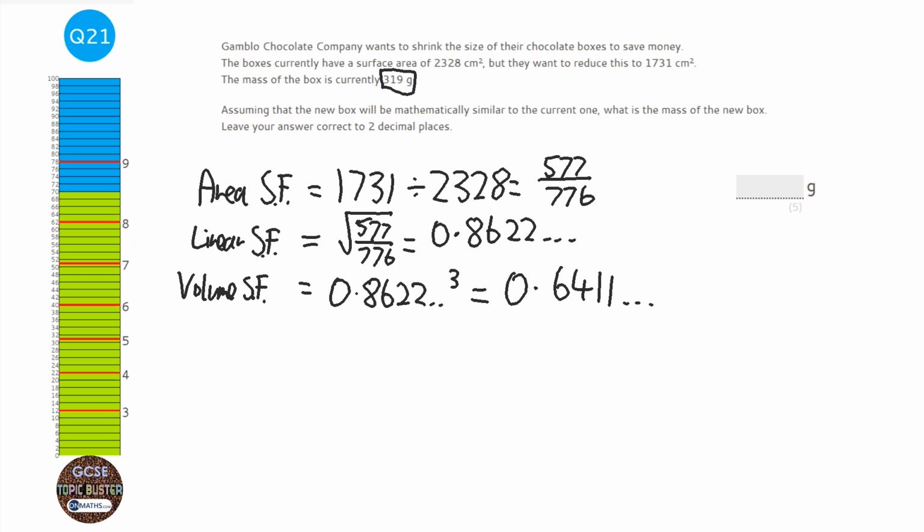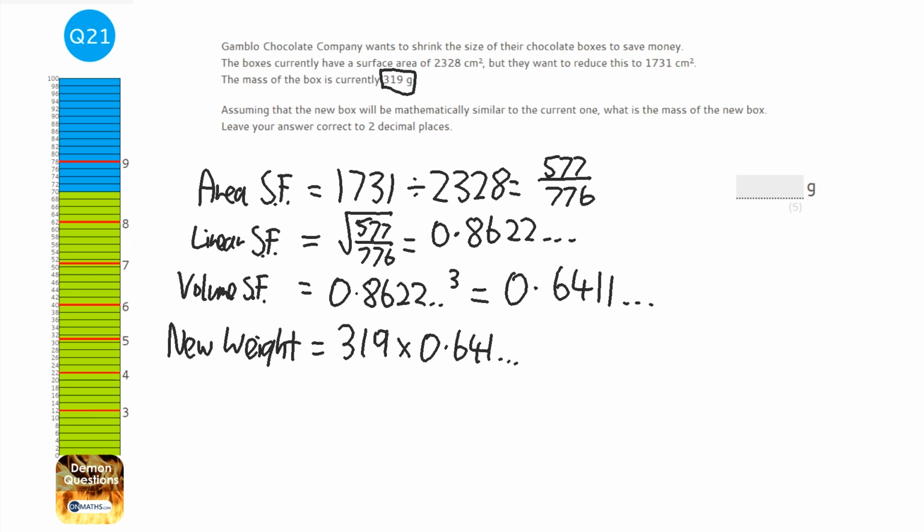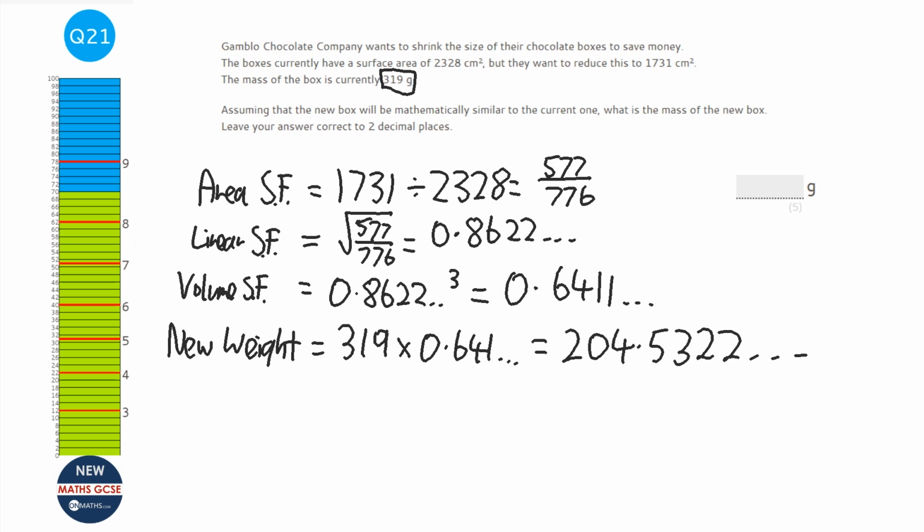Now, the reason we need the volume scale factor is grams is a three-dimensional thing, okay? So it's going to be involved in the volume. With volume it's normally centimeters cubed, but grams works the same way as centimeters cubed. So to work out the new weight, I'm just going to get 319, and times it by that 0.641 and so on. So on my calculator I'm just going to times it by 319, and I get the answer of 204.5322 and so on. It says it wants two decimal places, so 204.53 is going to be my answer.